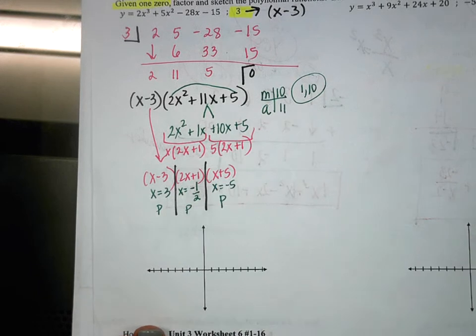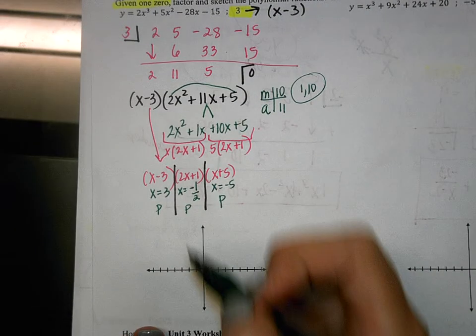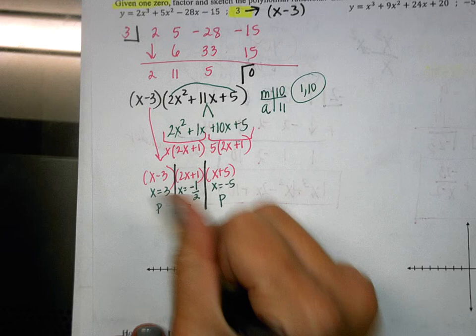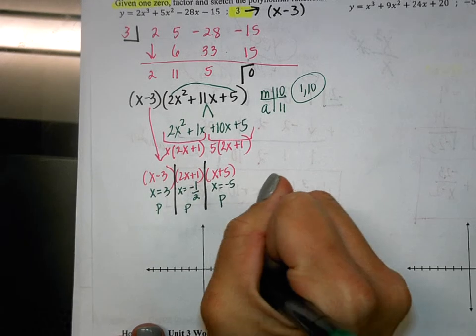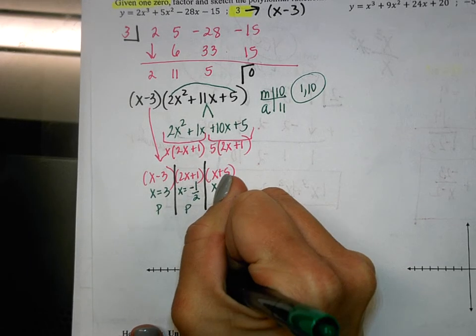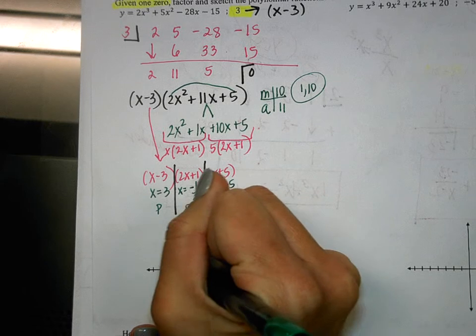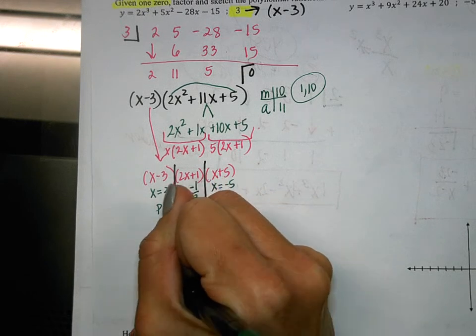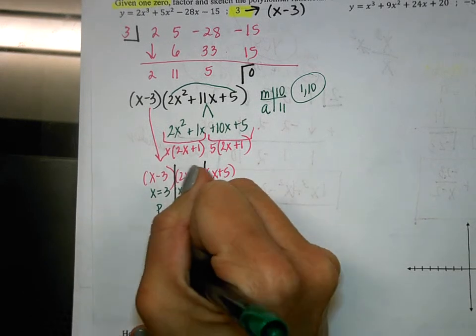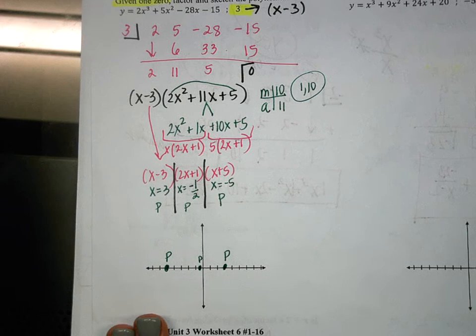Okay, so we go down here. We're going to mark these. So at 3, pass. Negative 1/2, pass. Negative 5, pass. Okay? Few things I notice.